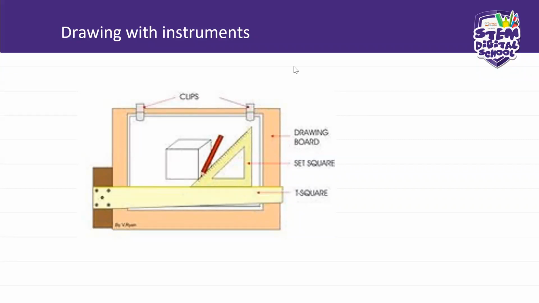This is a T-square. Why do we call it a T-square? Because it looks like a T. It looks like a T. See this top part? It makes it look like a T. All right? So it's a T-square, 45-degree set square, and your pencil, your drawing board, and your clips. That is what you must have. You must ask your parents to buy you this so that you can practice drawing, okay?